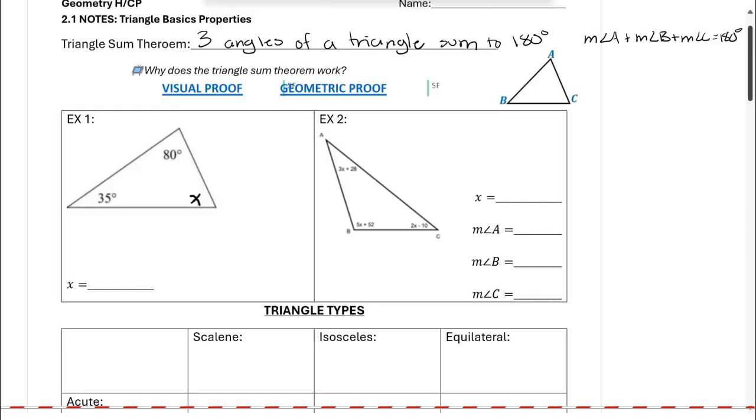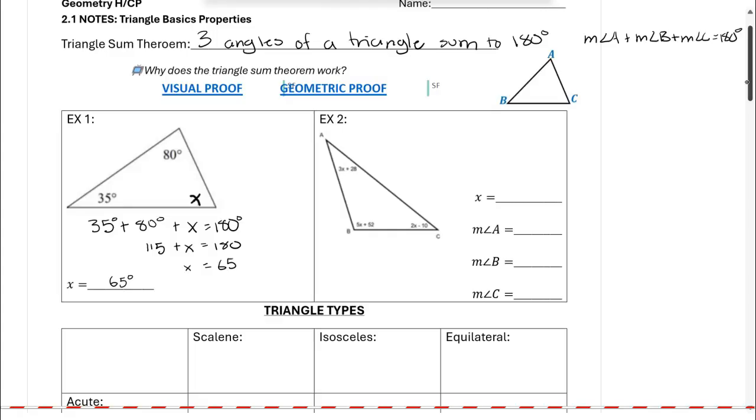So for example 1, we're asked to find x. If we know all three angles of the triangle sum to 180, we're going to have 35 degrees plus 80 degrees plus x is equal to 180 degrees. We can solve for x. We get 115 plus x equals 180. x is equal to 65. So that was our missing angle on that one.